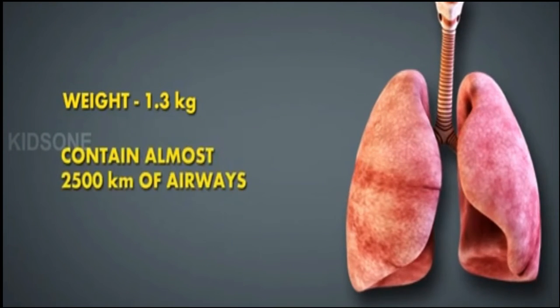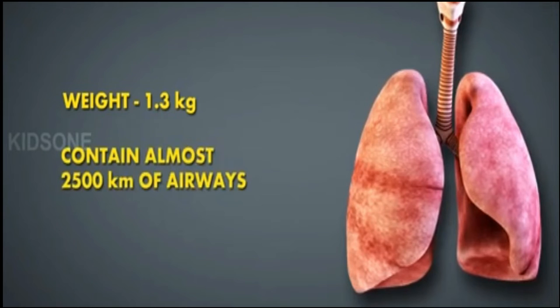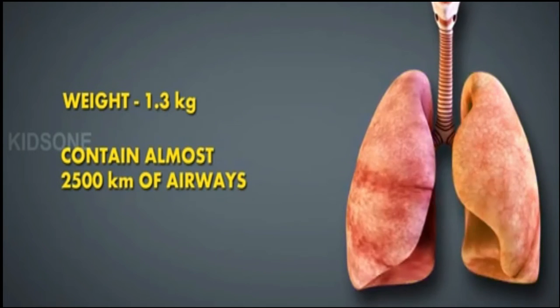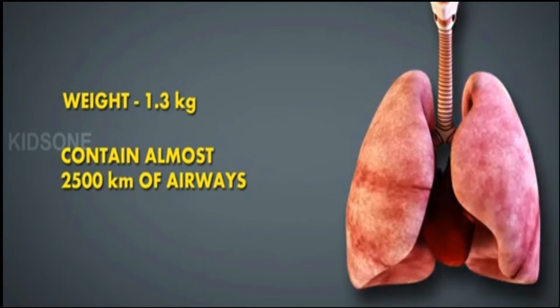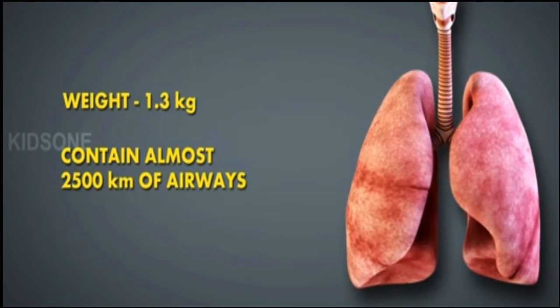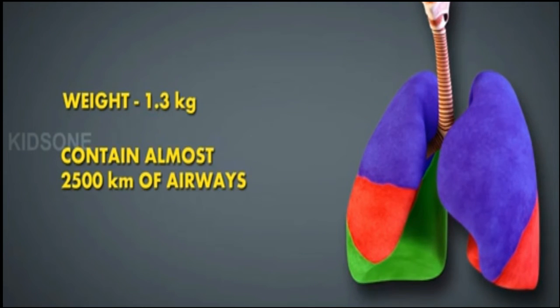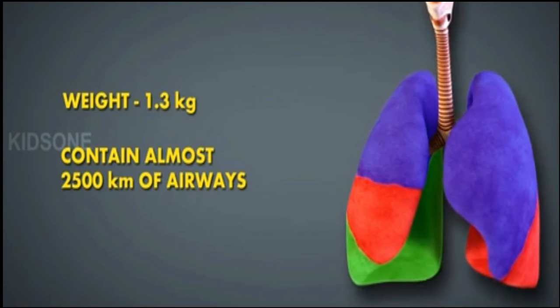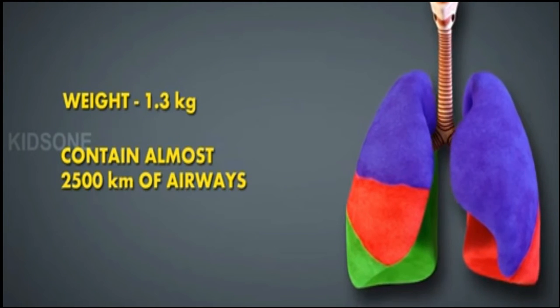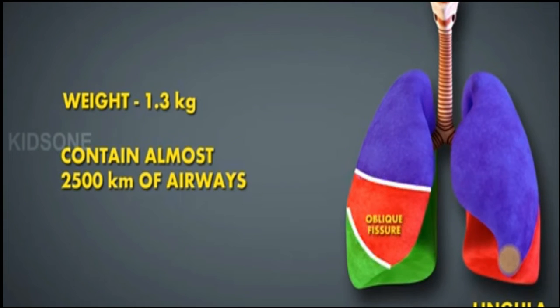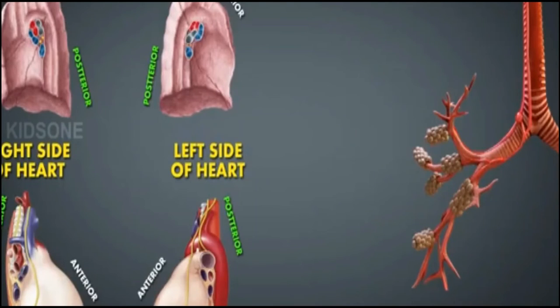The weight of the lung is about 1.3 kg and it contains almost 2500 kilometers of airways. So lobes of the lungs: on the right side, three divisions will be there, and on the left side 2 divisions will be there, as we discussed before. There will be fissures dividing the lobes.